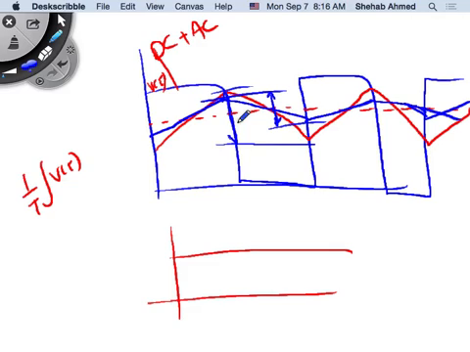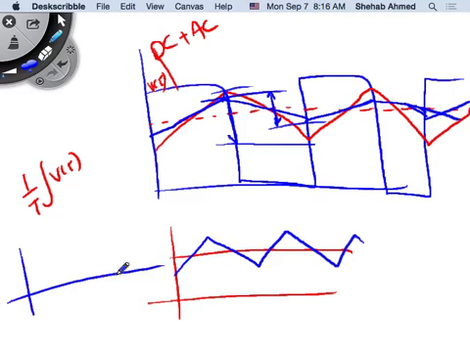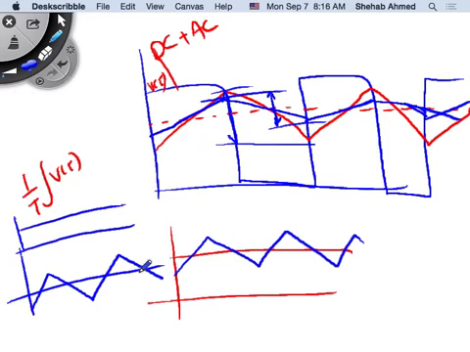What I'm trying to say is the output waveform is basically this DC component plus an AC component superimposed on top of it. Right? So basically I had an AC component that looked like this, and I had a DC component that looked like this. You add them together, and what do you get? You get this waveform here. Correct?